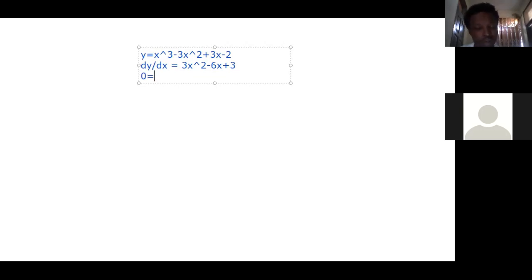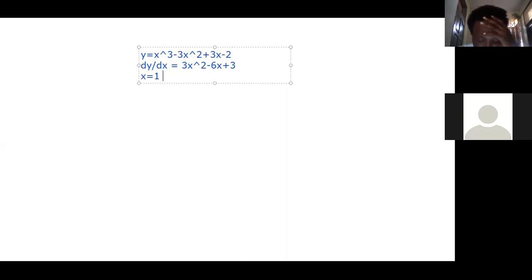So 0 is equal to 3x squared minus 6x plus 3. Please use a calculator to do it. x is equal to 1. Is it only one value? x is equal to 1.